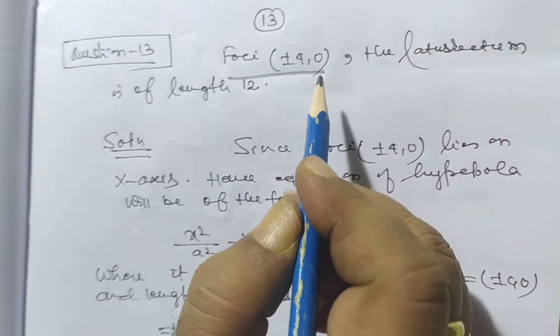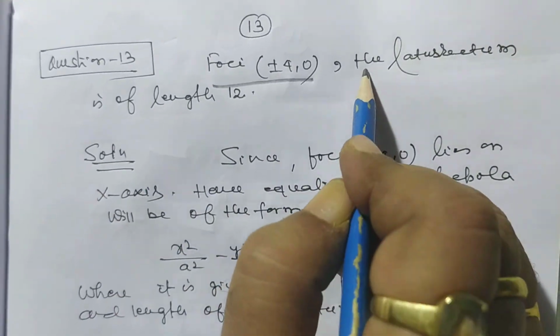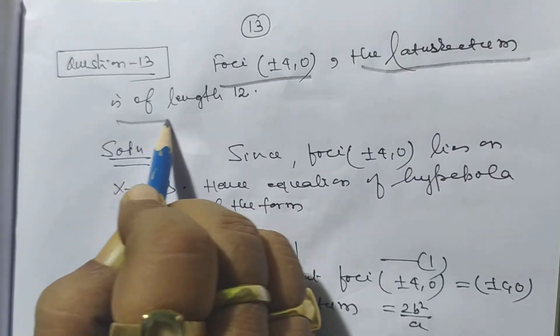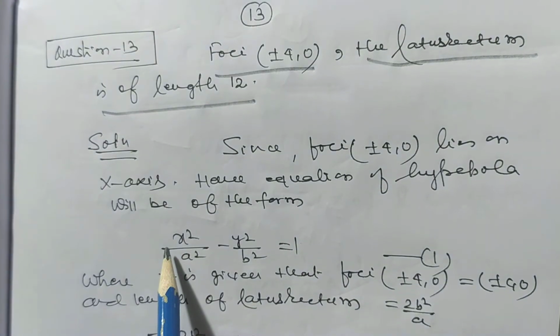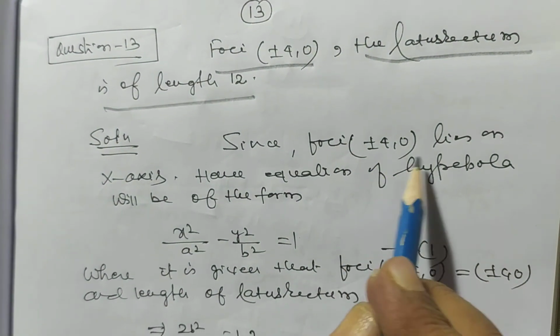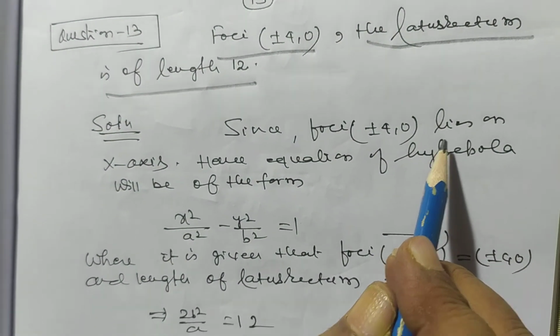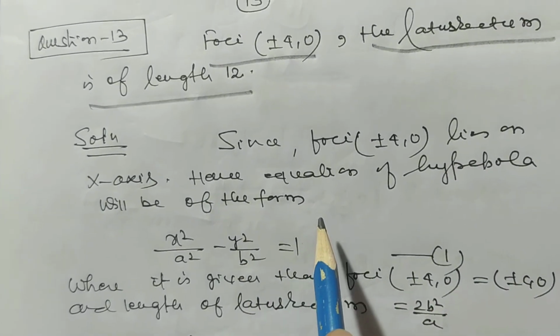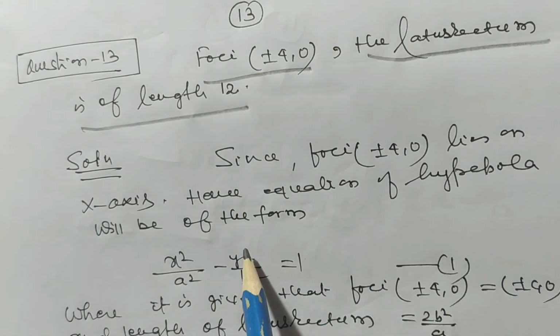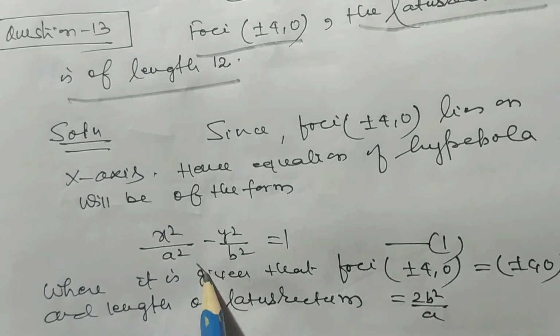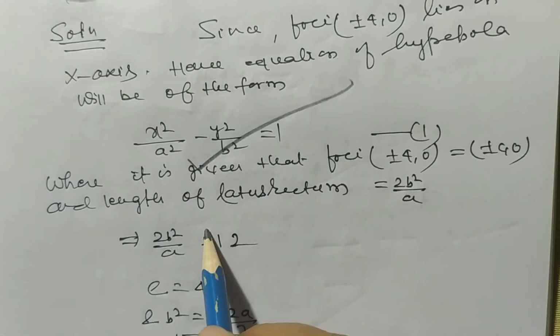Foci is plus minus 4 comma 0 and the length of latus rectum is 12. Since foci is equal to plus minus 4 comma 0 lies on the x-axis, hence the equation of the hyperbola will be of the form x square by a square minus y square by b square is equal to 1.